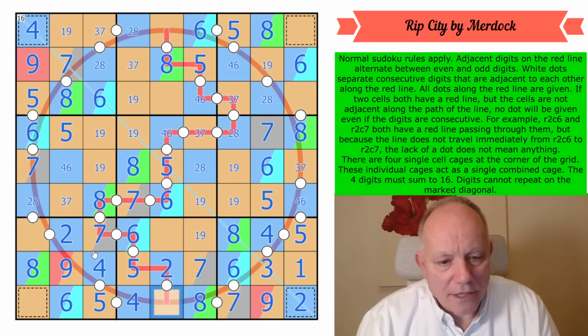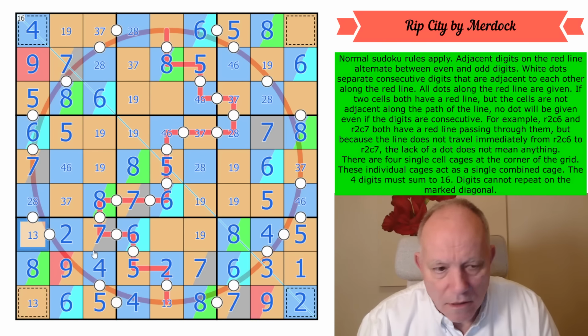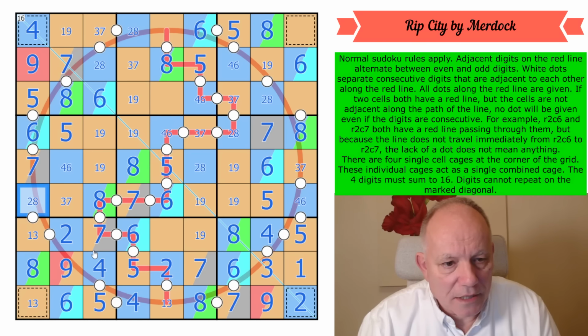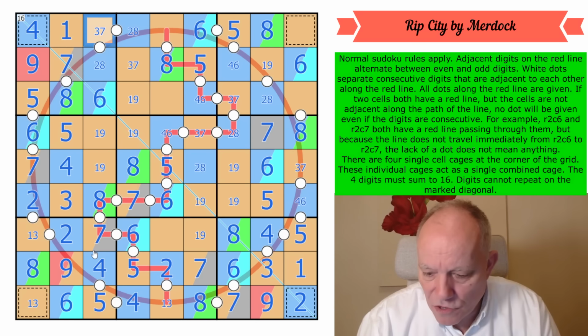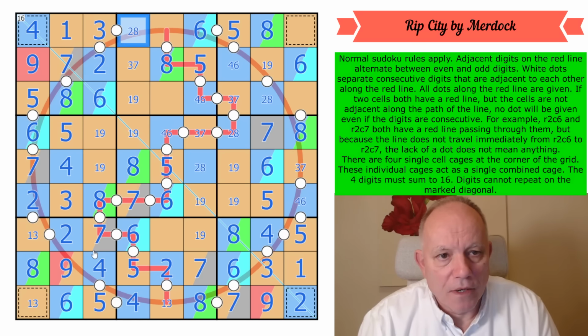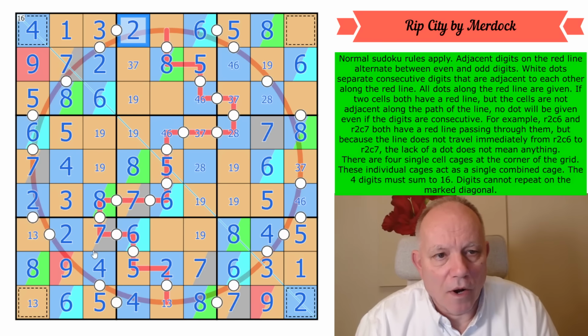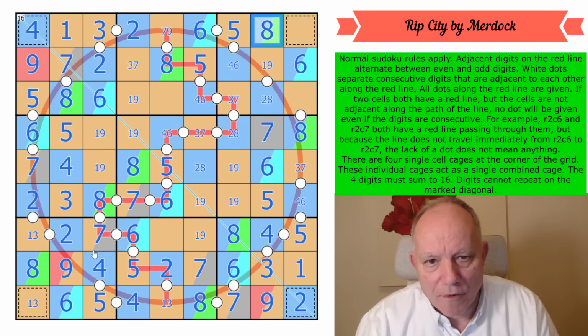I'm sorry, I just have to do this the old-fashioned way because I'm a numpty. 1 or 3. This is 2. That's 4. This is 3. That's 1. This is 3. This is 2. This is 2 on the white dot. We've got 7 and 9 to place in the top row.